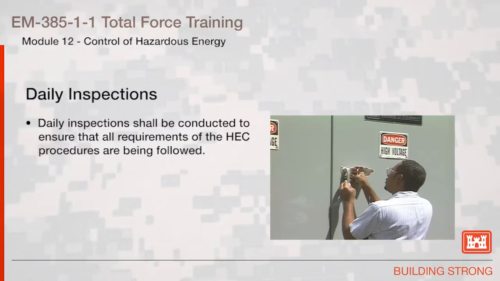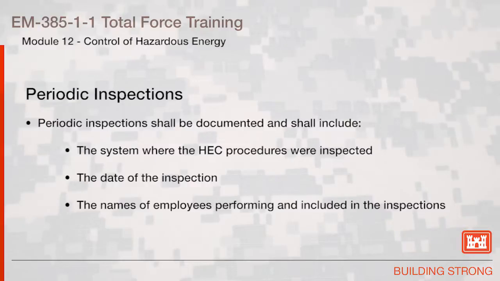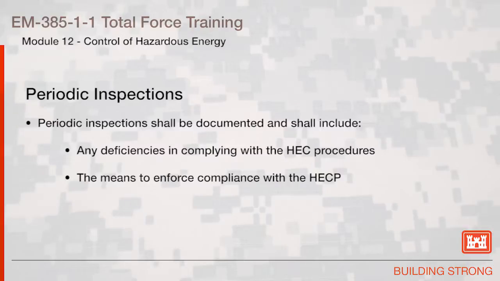Daily inspections shall be conducted to ensure that all requirements of the hazardous energy control procedures are being followed. Periodic inspections shall be documented and shall include the system where the hazardous energy control procedures were inspected, the date of the inspection, the names of employees performing and included in the inspections, any deficiencies in complying with the hazardous energy control procedures, and the means to enforce compliance with the hazardous energy control program.